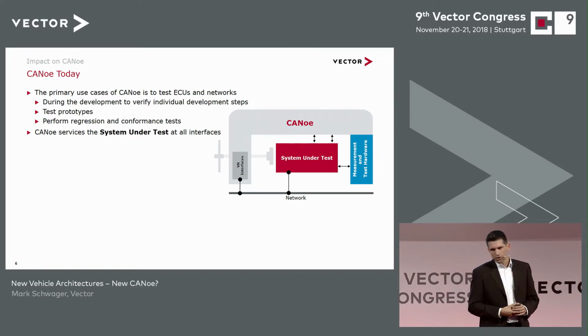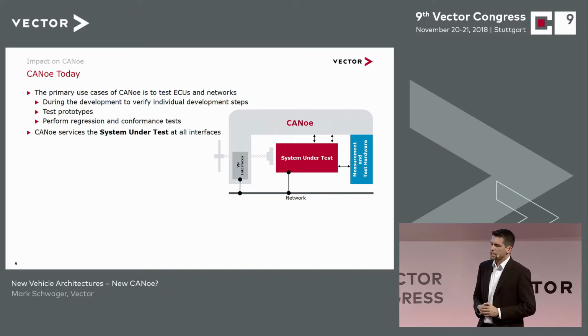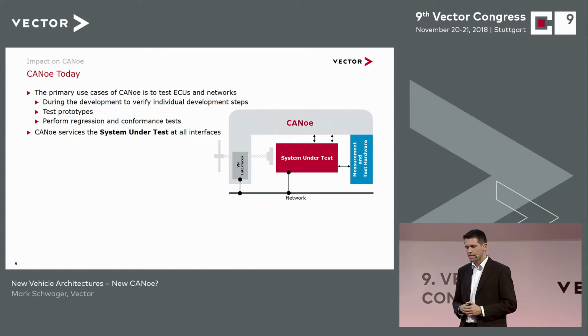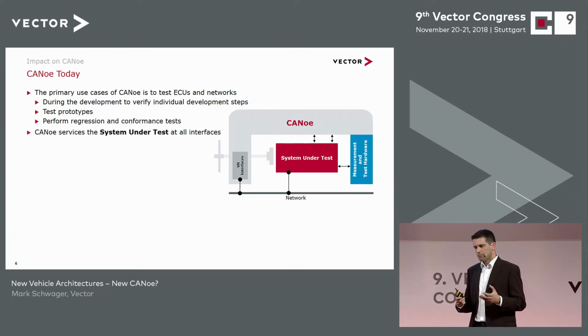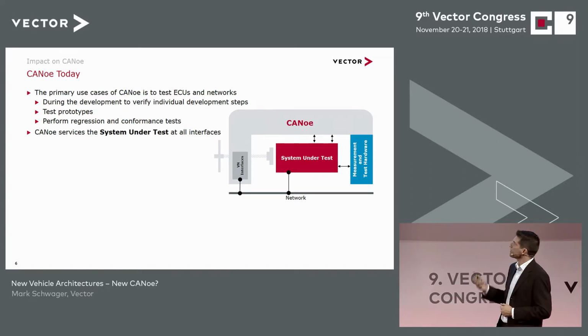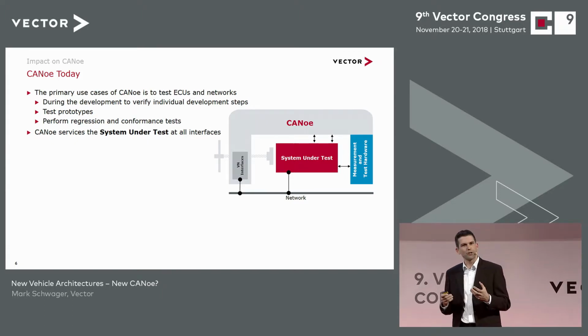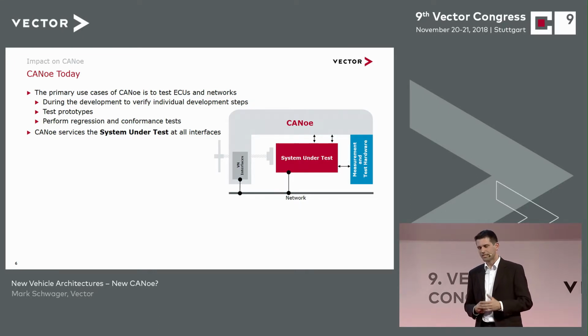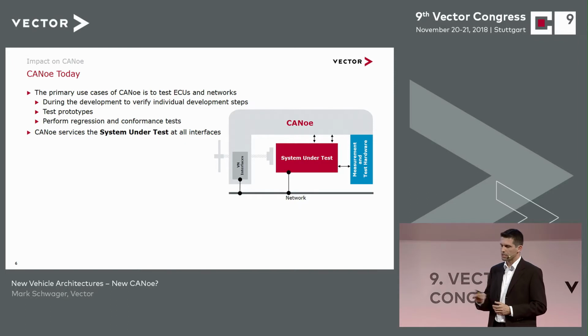Now, what does that mean for Canoe? Today, as you can see here, the main use case for Canoe is testing ECUs and networks. In our thoughts, we are taking the system under test, and we are pinching it in, the main access certainly being network traffic. Through a network connection, we can have access via CAN, for example, and we can thus test it all.